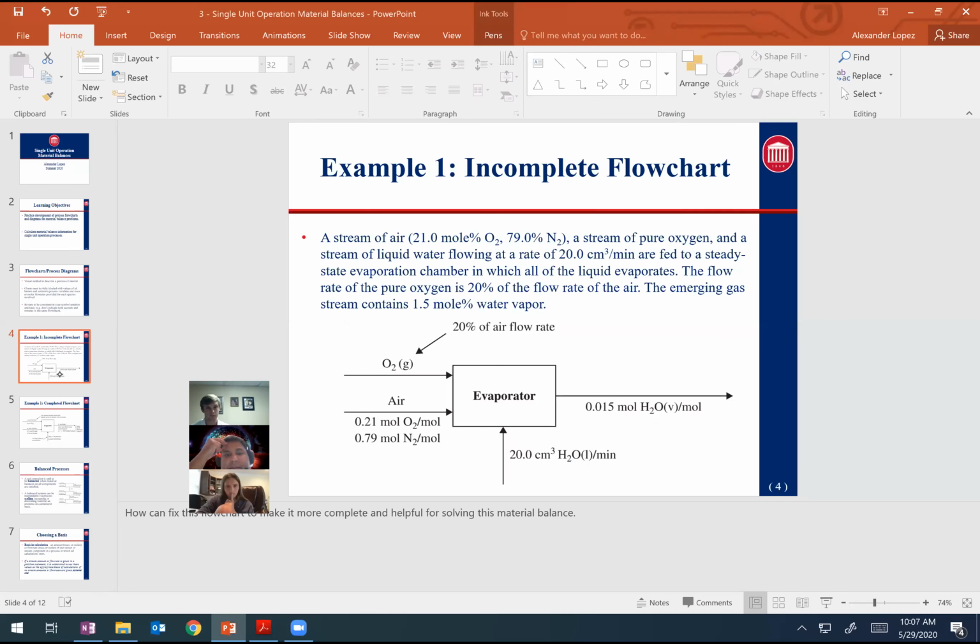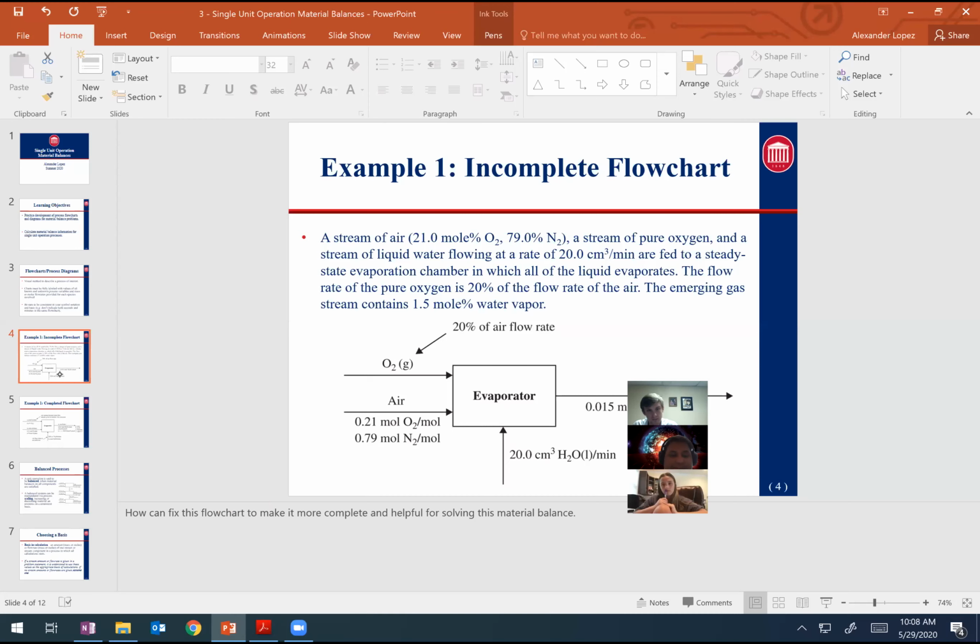So looking at this example, we have a problem that states a stream of air, 21 mole% oxygen, 79 mole% nitrogen, a stream of pure oxygen, and a stream of liquid water are flowing at a rate of 20 cubic centimeters per minute, being fed into an evaporation chamber in which it all evaporates. It states the flow rate of pure oxygen is 20% the flow rate of air, and the emerging gas contains 1.5 mole% water vapor. So the question then is, what is missing and how can we add a little more detail to this flow chart to make it easier to understand and make the unknowns a lot more apparent?